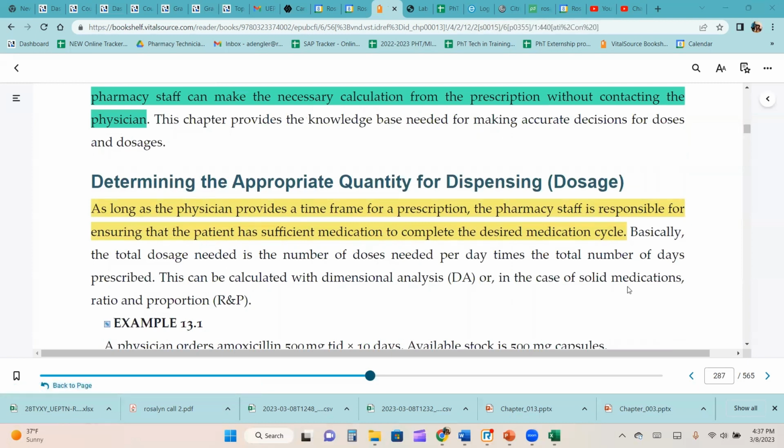As long as the physician provides a time frame for a prescription, the pharmacy staff is responsible for ensuring that the patient has sufficient medication to complete the desired medication cycle. Basically, the total dosage needed is the number of doses needed per day times the total number of days prescribed. So like I said, if they take one a day, we give them 30 tablets for 30 days. Same way with the number of days prescribed.